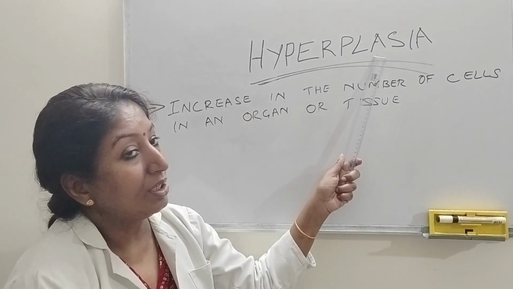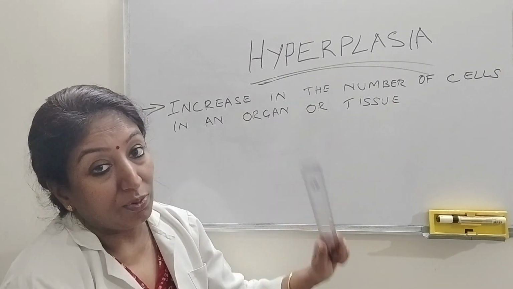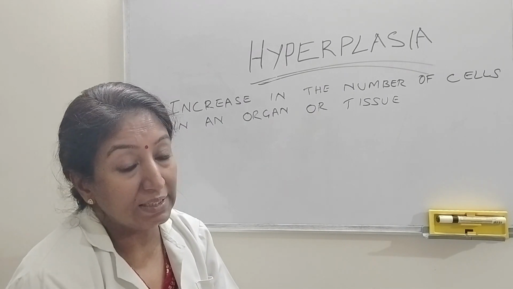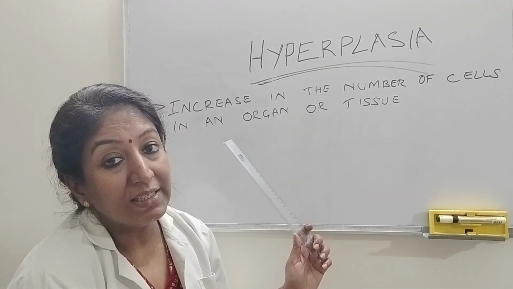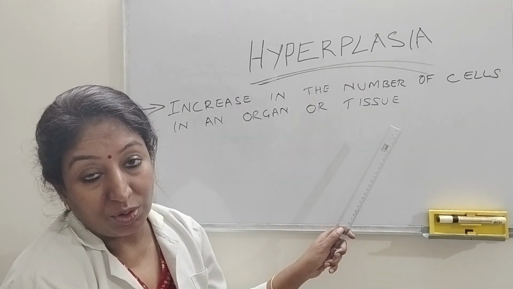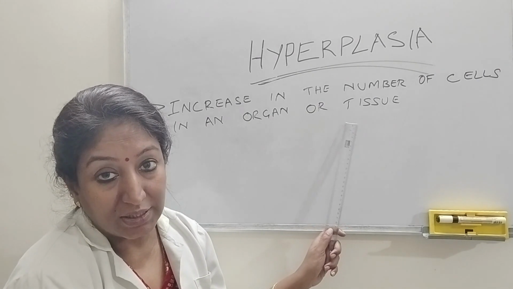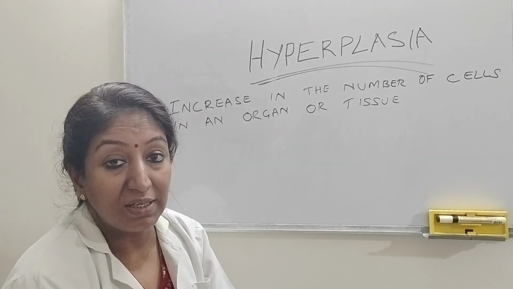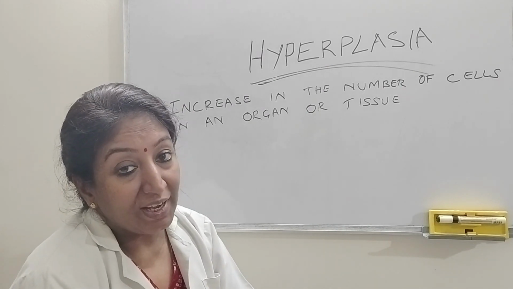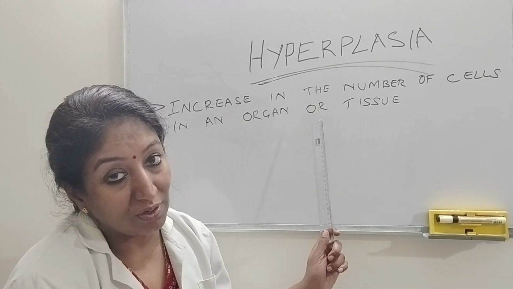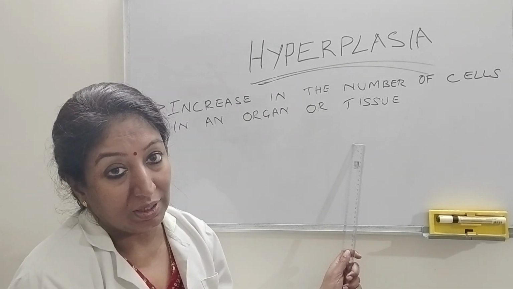And this hyperplasia can be both physiological as well as pathological. Physiological in the sense that there will be increase in the breast tissue during the time of pregnancy, that is physiological. Pathological is the increased cell proliferation of the prostate gland in case of benign prostatic hyperplasia. So it can be both physiological as well as pathological.